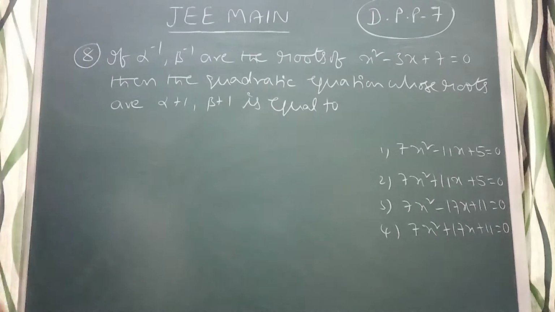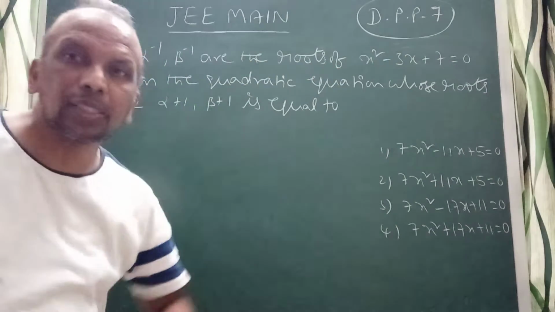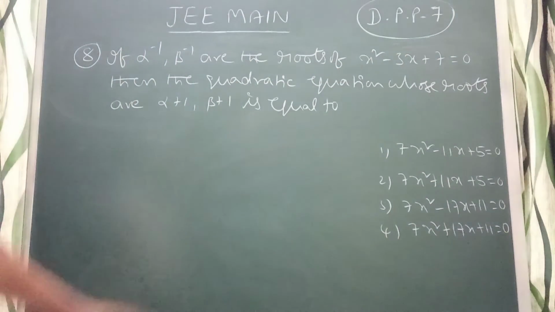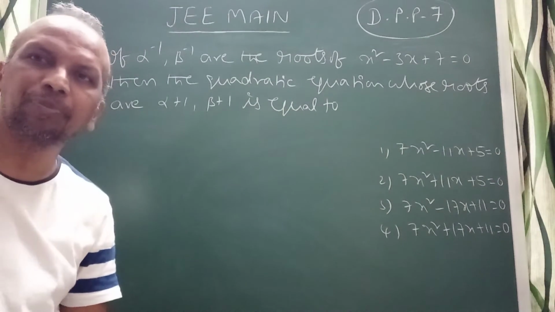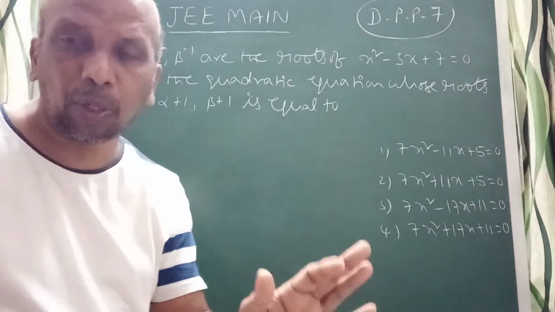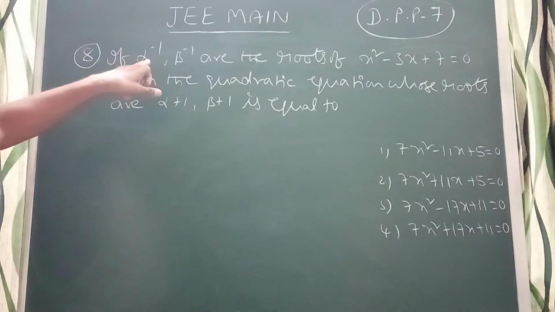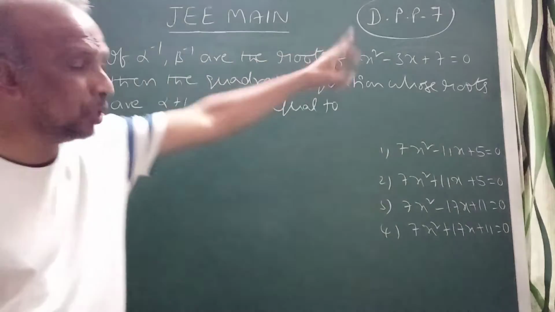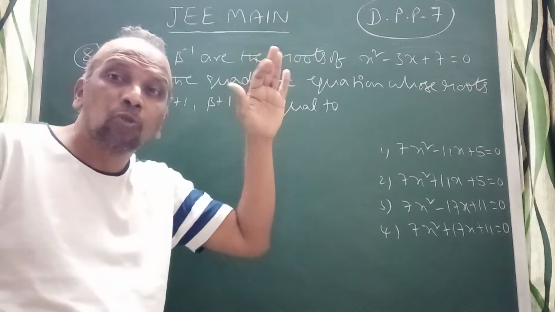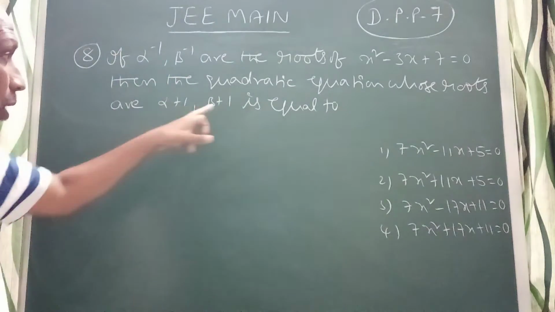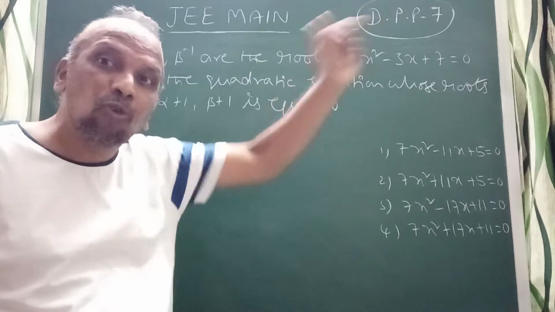In this problem they are asking: alpha power minus 1, beta power minus 1 are the roots of x square minus 3x plus 7 equal to 0. Then find the quadratic equation whose roots are alpha plus 1, beta plus 1. Using sum of the roots and product of roots we can also do it, but it takes time. Another way: since 1 by alpha, 1 by beta are the roots, if we replace x with 1 by x, we get the roots alpha, beta.